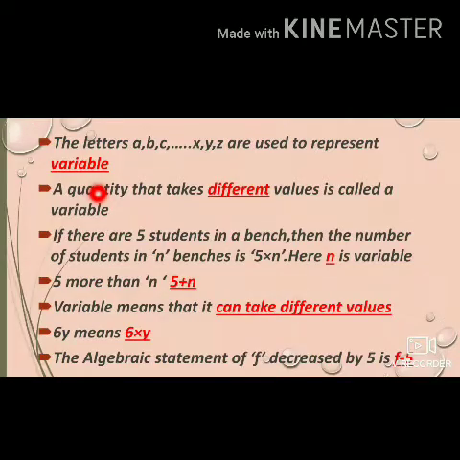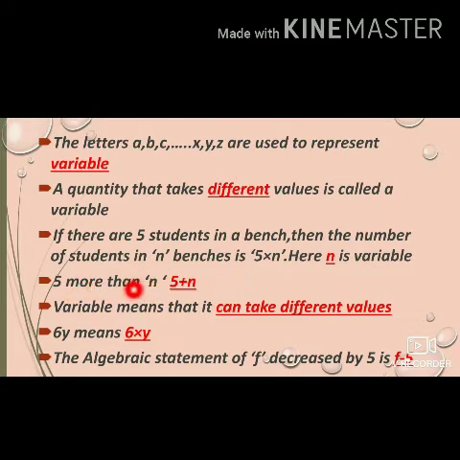It's time to see some questions related to this topic. The letters a, b, c up to x, y, z are used to represent variables. A quantity that takes different values is called a variable. If there are 5 students in a bench, then the number of students in n benches is 5 into n. Here, n is a variable. 5 more than n.